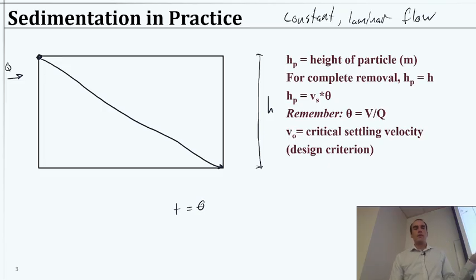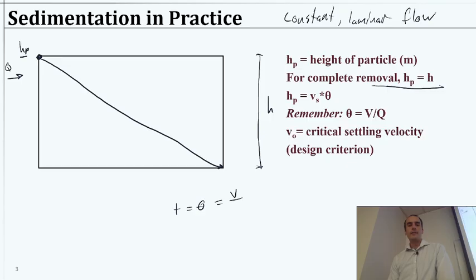So if we say that the height at the top here is the height of the particle that we must remove, we can set that equal to the height of the reactor to say this is our design height. So this is going to be H equals HP for complete removal, right? We need to allow the particle to fall a height of H, where H is the height of our reactor.